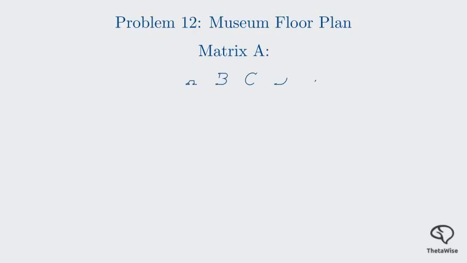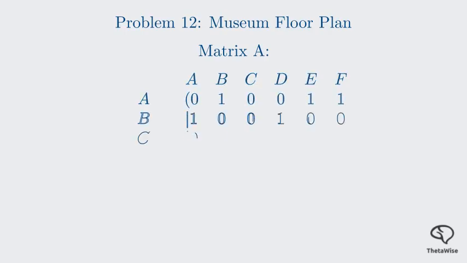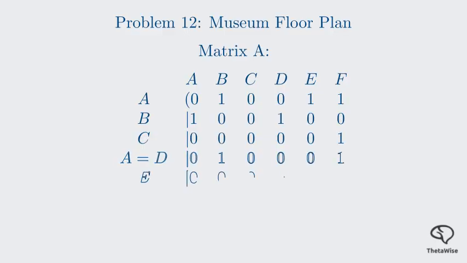Let's begin by considering an example involving a museum floor plan, which can be represented by an adjacency matrix. The letters A to F represent 6 distinct areas within the museum. The matrix, which is shown here, tells us if there's a direct connection between any two areas. A 1 indicates a direct path exists, while a 0 means there is no direct path.